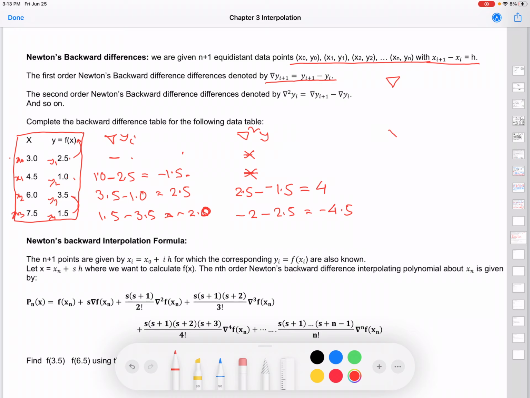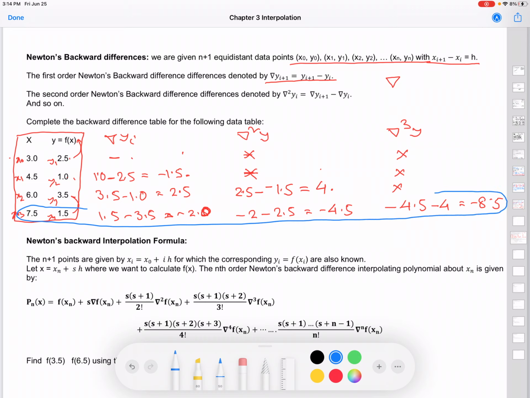Now I want to calculate the third order difference. I cannot calculate at this position, the next position, and this one also, because I have a current value but I don't have a backward value. The only position where I can calculate is this one. That will be negative 4.5 minus 4, which is negative 8.5. We said that when we are using backward difference, we use the last row of the table. So here is our last row of the table.